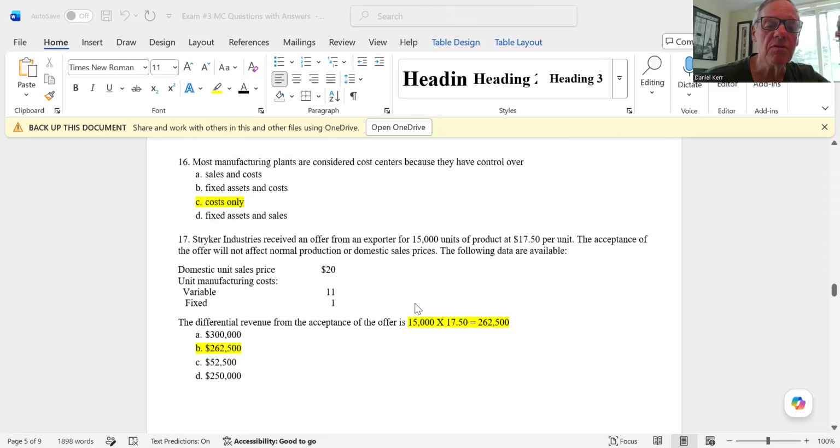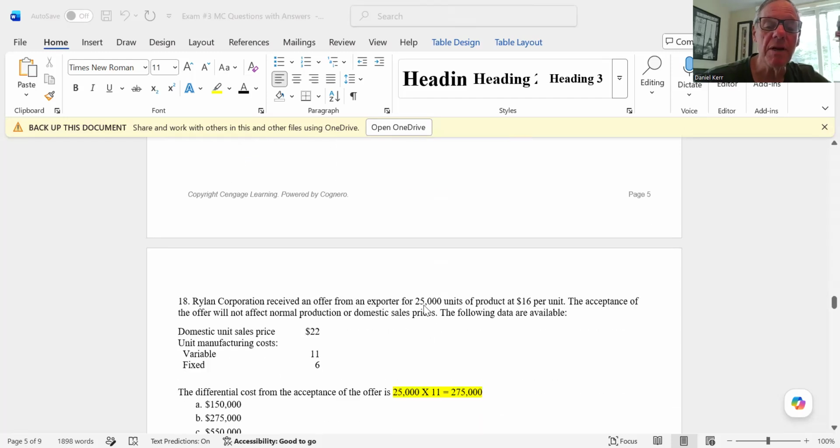Number 17. Stryker Industries received an offer from an exporter for 15,000 units at $17.50 per unit. The acceptance of this offer will not affect the normal production or domestic prices. The following data are available. You normally charge 20. The manufacturing variable cost is 11. The fixed cost is 1. It didn't ask for the total difference of profit or loss of taking the special order. They want to know the differential revenue. So it'd be 15,000 times 17.50, or 262,500. So the answer there is B. So there's the differential revenues.